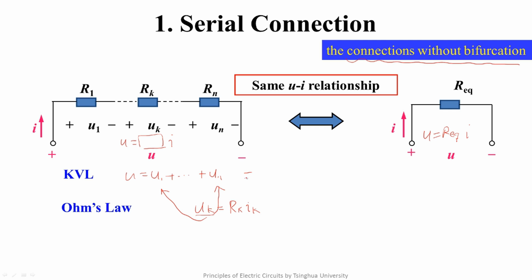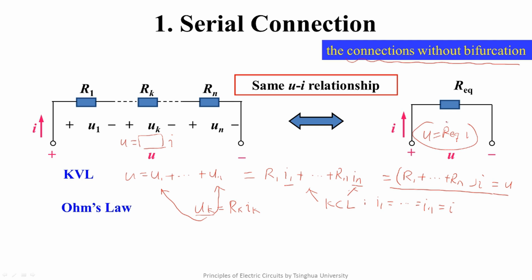We know that it is equal to R1 times I1 and plus Rn times In. Based on KCL, I1 equals In equals I. So it is equal to R1 plus R2 plus Rn, then times I. Look, isn't it the form of U is equal to watt times I? Comparing the two equations, we can find that Req equals R1 plus Rn.